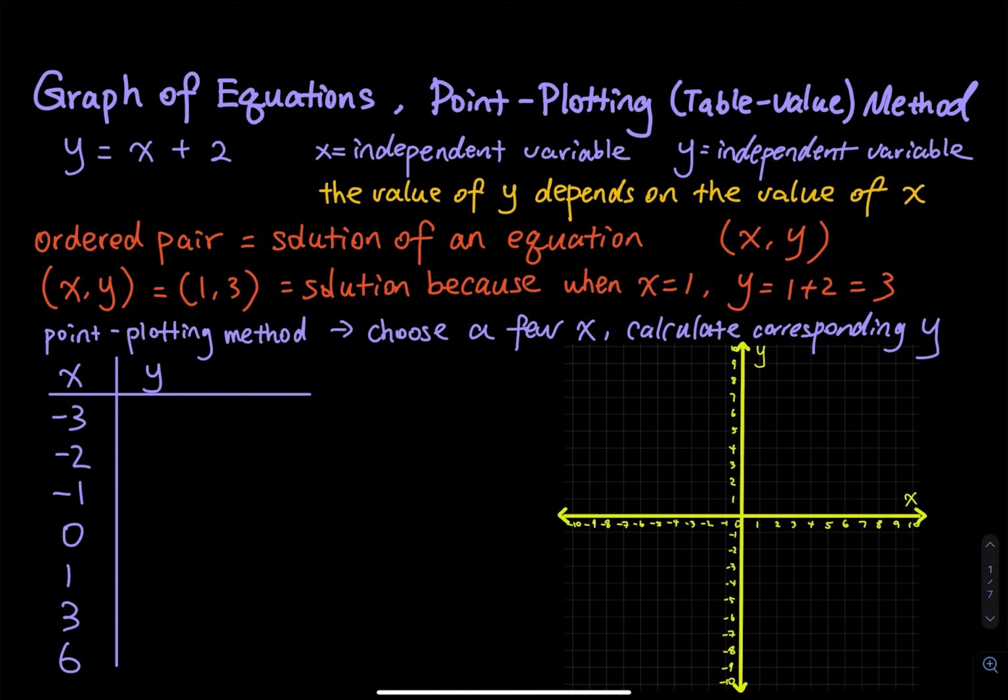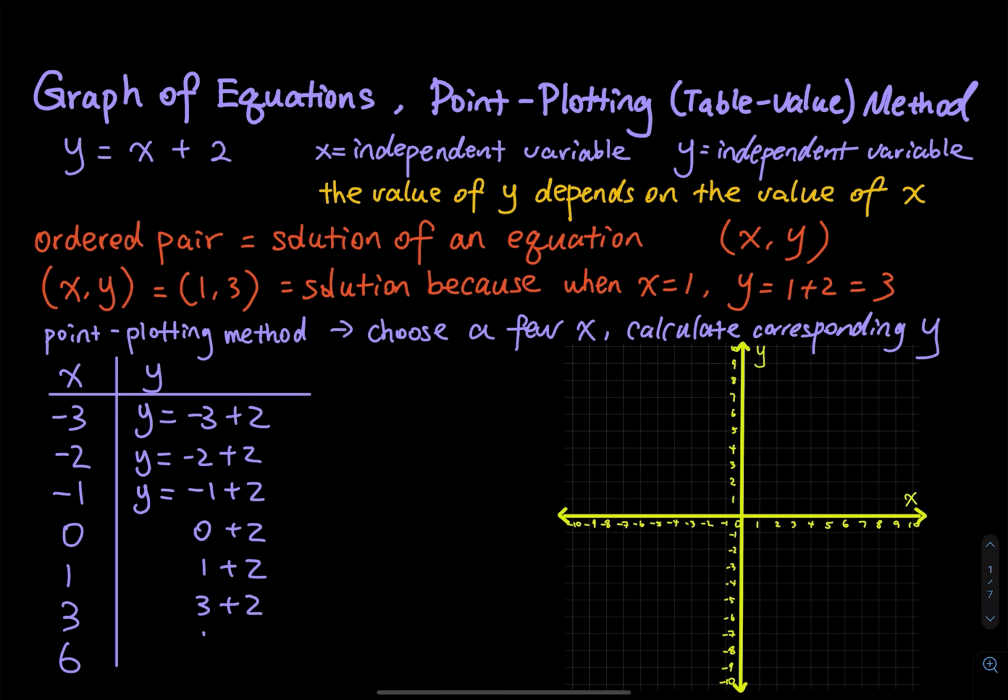Now, how do you get to the graph? Simple. You pick some x values. I pick x equals -3, -2, -1, 0, 1, 3, and 6, and then I need to calculate the corresponding y value. So let's do this. You have y equals x plus 2, right? So then you will have -3 plus 2. And then this is y equals -2 plus 2. This is y equals -1 plus 2. This is 0 plus 2, 1 plus 2, 3 plus 2, and 6 plus 2.